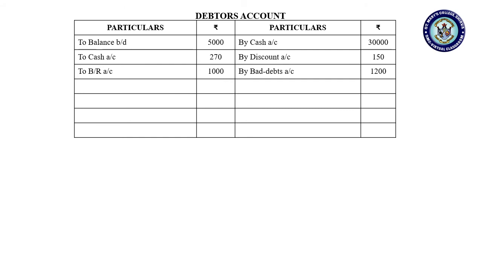endorsed bill receivable dishonored. The entry is debtors account debit to creditors. So write, to creditors account 500.